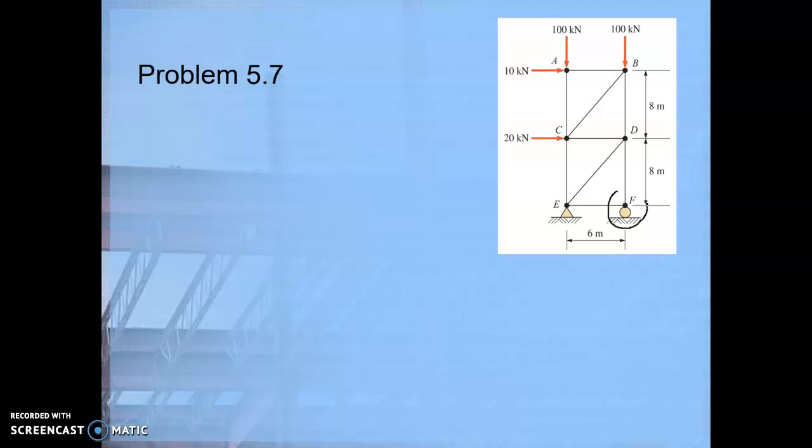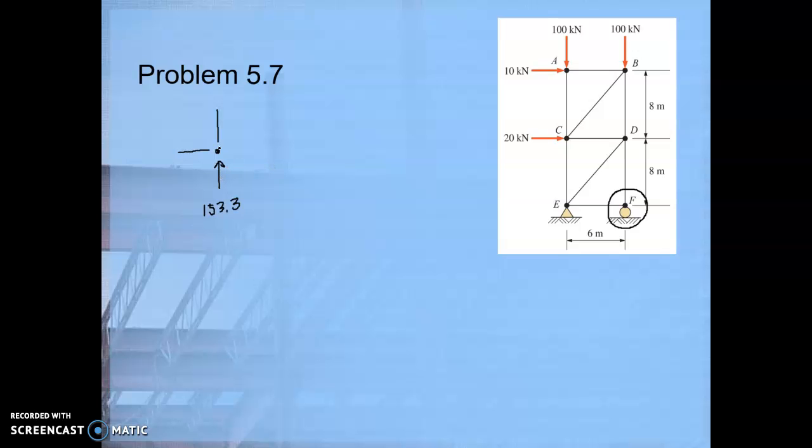For instance, this joint right here, F, doesn't have any diagonal members framing into it. We just have the vertical member DF and the horizontal member EF, and then we have the one reaction force. So this is an interesting joint to begin with. If we draw a free body diagram of it, we have the vertical reaction of 153.3. We have a vertical member and a horizontal member framing into it, and that is it. There are no other diagonal members framing into it. There are no other externally applied forces at this joint.